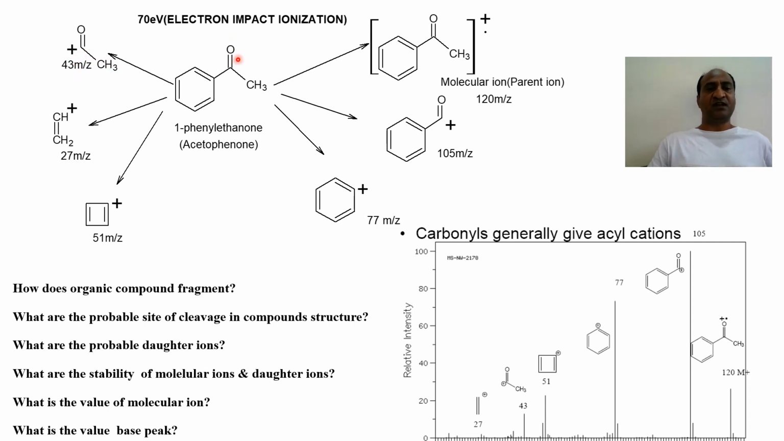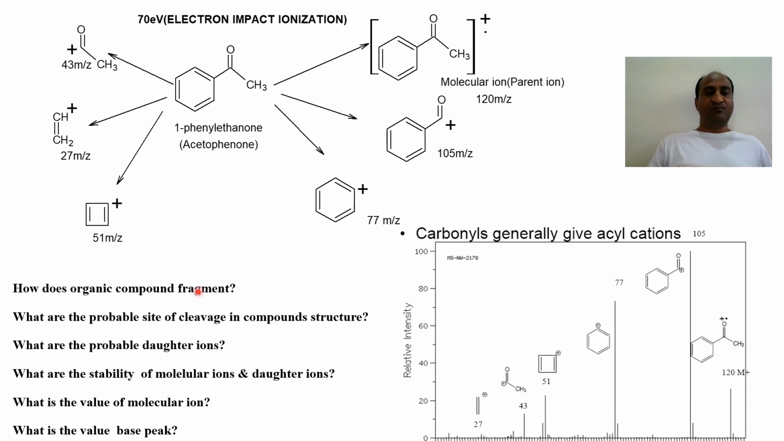So whenever this compound is fragmenting, you get one molecular ion, and the others are the daughter ions, the smaller fragments or units. Whenever we are interpreting any structure, you should have answers to some questions: How does the organic compound fragment? What are the probable sites of cleavage in the compound structure? What are the probable daughter ions? What is the stability of the molecular ion and daughter ions? What is the value of the molecular ion and what is the value of the base peak? The answers to these questions are really important whenever we are interpreting spectra.